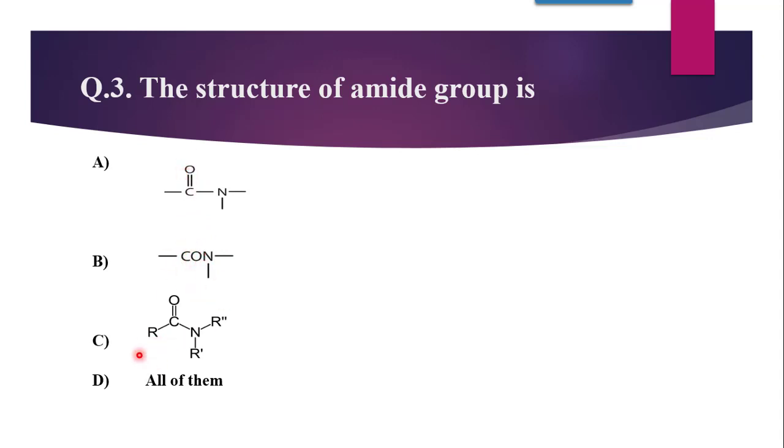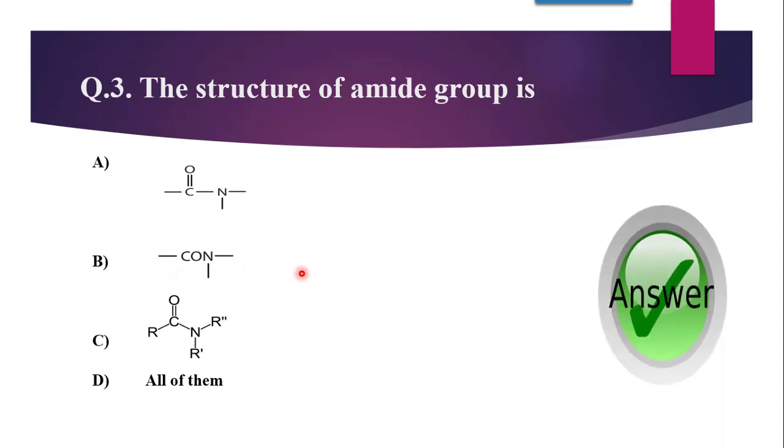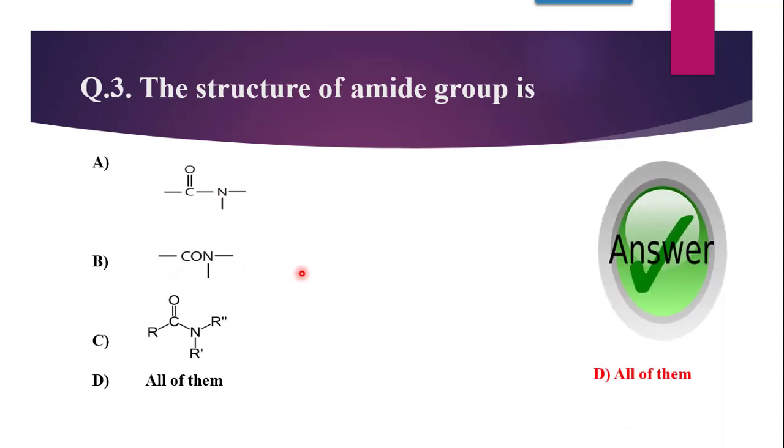And again in structure C, as you can see, CO is linked to N. So this structure also contains amide, and both are pure amide functional groups having no substituents attached on them. So the answer is all of them.